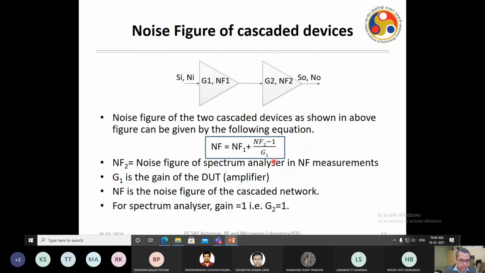So using this relation, you can find out the noise figure. If you know the noise figure of this cascaded connection of the amplifier and spectrum analyzer, that's NF here. And if you know the noise figure of this spectrum analyzer, NF2, and you know the gain of this first device, which is the amplifier, G1, and you know NF, the noise figure of the whole series connected device, then you can find out NF1. NF1 is the noise figure of the first device. This is what exactly we are going to do in this experiment. Find out NF2, find out G1, find out NF, and find out NF1. This is the noise figure of the amplifier using spectrum analyzer.